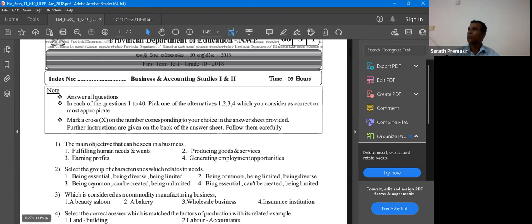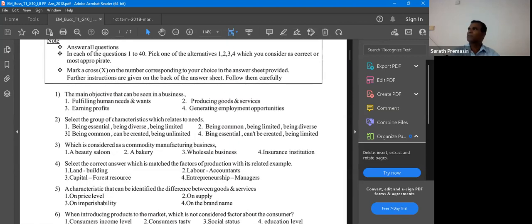So, being common can be created where? Can be created, can't be created. The last one, being essential, can't be created, being limited. The fourth one is the answer.